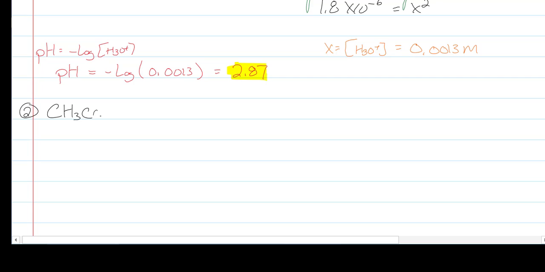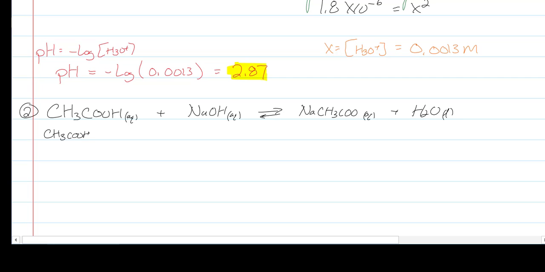So CH3COOH, acetic acid, with sodium hydroxide, going to NaCH3COO and water. Well, first, what's the net ionic equation? Well, acetic acid stays together in solution for the most part because it's a weak electrolyte. Some of it dissociates, but most of it stays together. Sodium obviously splits apart from hydroxide. Strong electrolyte, ionic and aqueous, strong base. Sodium and acetate split, same reason. And water stays together.